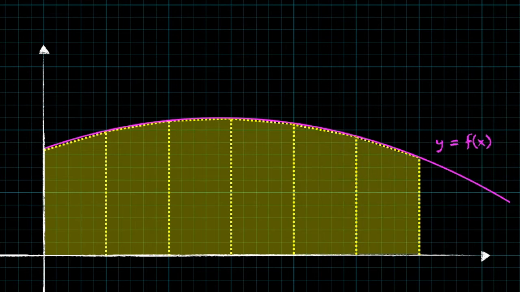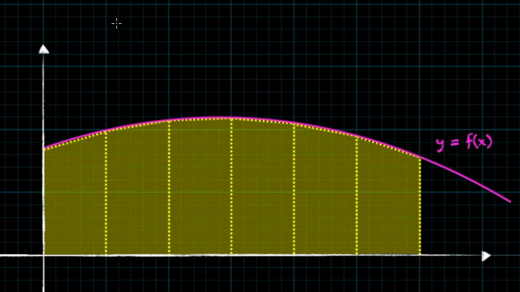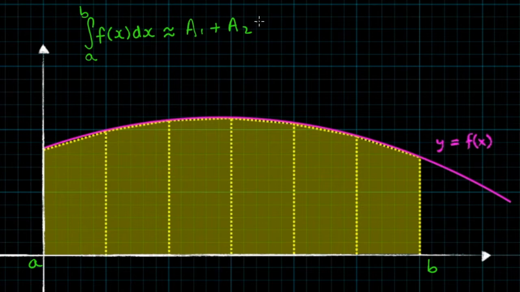So let's start by deriving the formula. The trapezium rule allows us to approximate the definite integral of f of x between two bounds a and b. In this case, a is equal to 0, but it doesn't have to be. And this is approximately equal to the sum of the areas of each trapezium. Let's call them a1, a2, and so on. We have 6 trapezia. And so our definite integral is approximately the sum of the 6 trapezia.